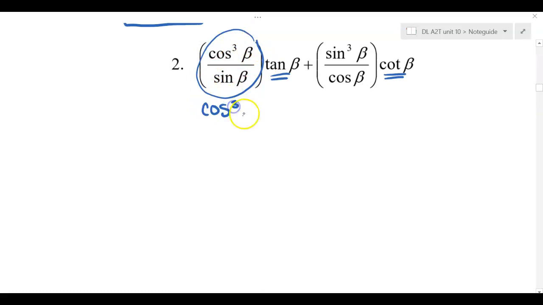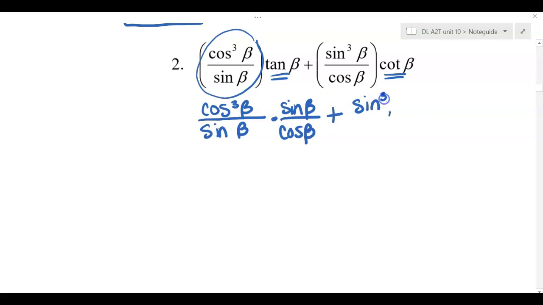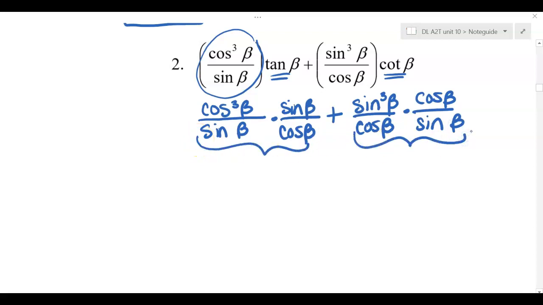So I'm going to think of this as a cosine cubed beta. And remember all these weird things, alpha, beta, theta, they're just Greek letters and they just stand for the angle. Cotangent is cosine over sine, and tangent is sine over cosine. And then this term has sine cubed over cosine, and it's multiplying a cotangent. Cotangent is cosine over sine. So I can look at each of these terms and work on multiplication with the fractions to see what happens.